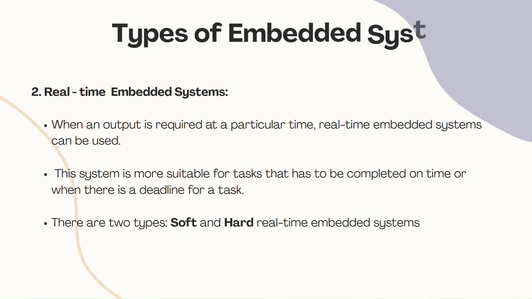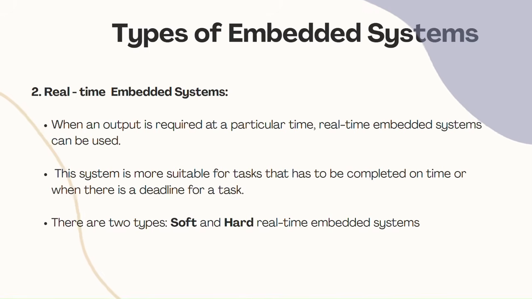The second type of embedded systems is the real-time embedded systems. When an output is required at a particular time, real-time embedded systems can be used. This system is more suitable for tasks that have to be completed on time or when there is a deadline for a task. There are two types in this, which are soft and hard real-time embedded systems.